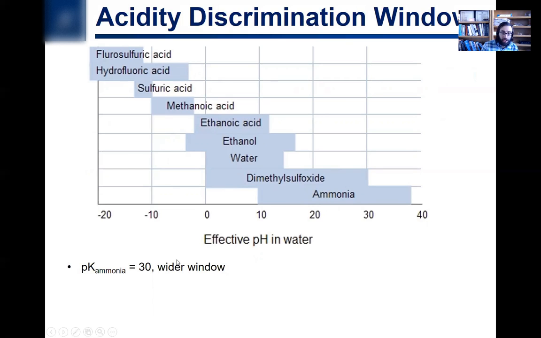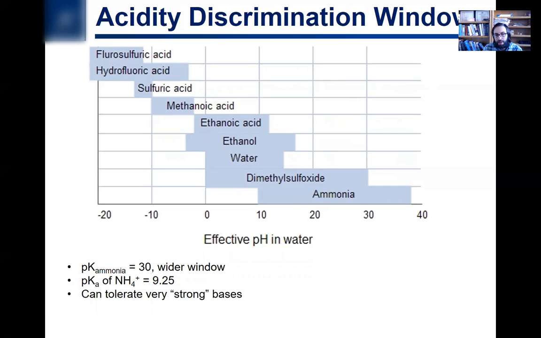And so you can look at, for example, the different acidity discrimination windows of different solvents and their effective pH in water. So take, for example, ammonia. The pK-sol for ammonia, the autoprotolysis of ammonia, is 30. And so as a result, you have a much wider window in which you can measure acidity, okay? And why does it start here at around 9? That's because the pKa of ammonium, H2Sol plus, is 9.25. So you're ranging from 9.25 to roughly 39.25.